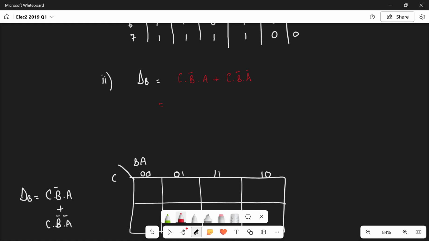Now we can factorize this because we've got common C and not B, and put that outside the bracket with A or not A in a bracket. Use our Boolean identity that A or not A is always a 1, and therefore we end up with C and not B and 1.